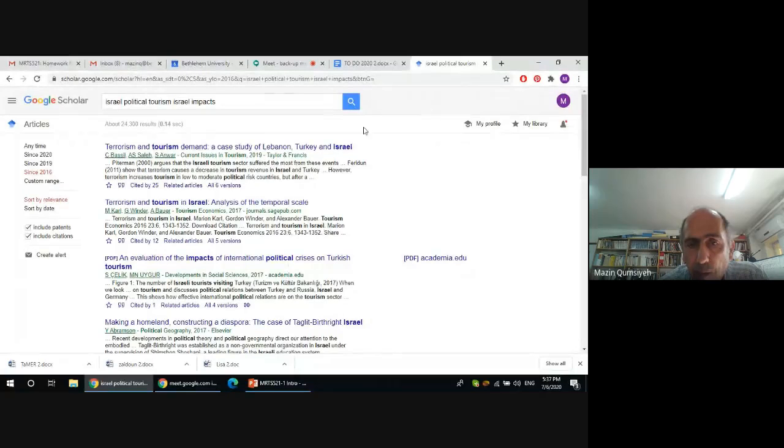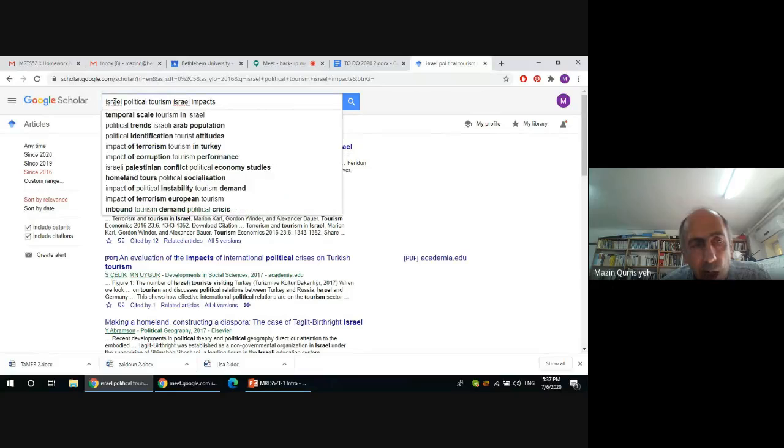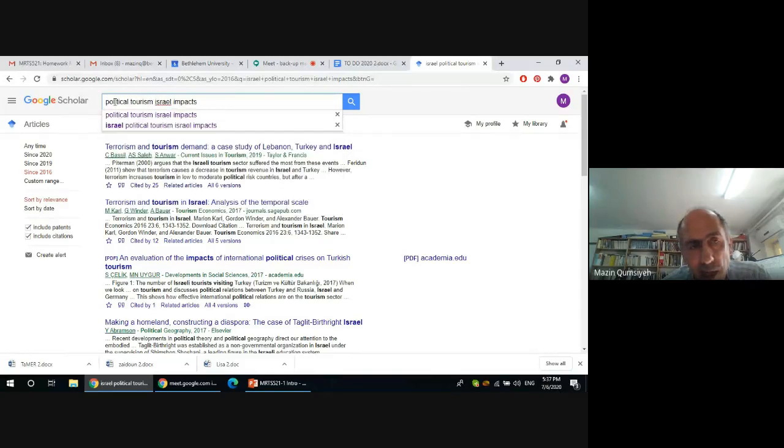Here Israel shows up in the first one in the title. So it's very important that you know how to search. If you don't know how to search, you are going to be lost in the words, even using the same words. If I want to emphasize the tourism over the political, tourism impacts, and I want to put the political here, the results will be very different, okay?